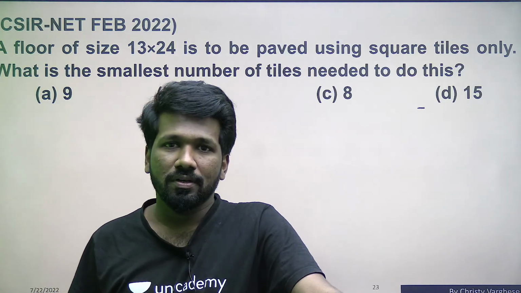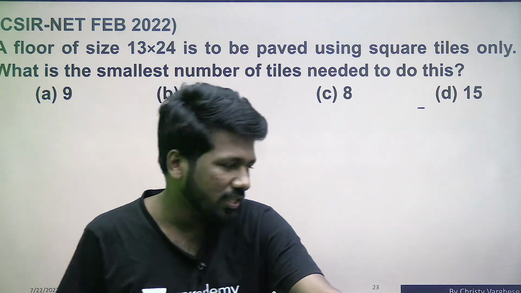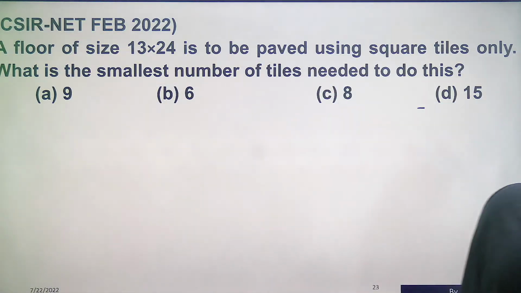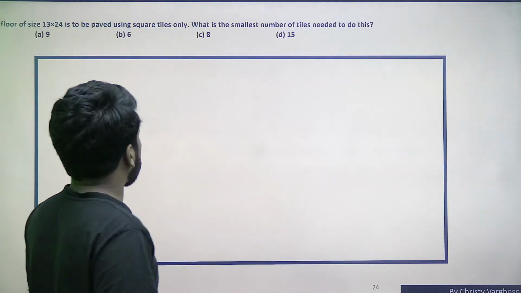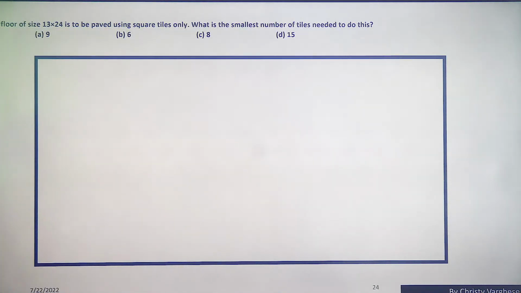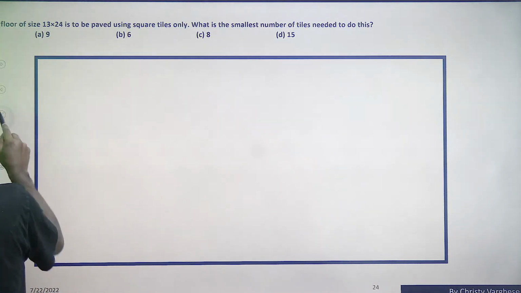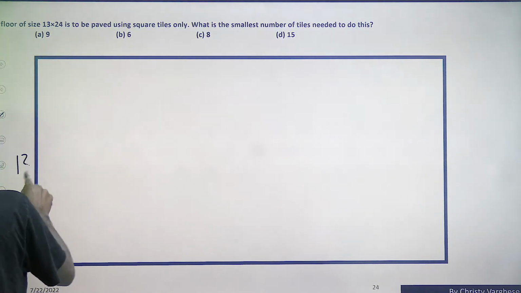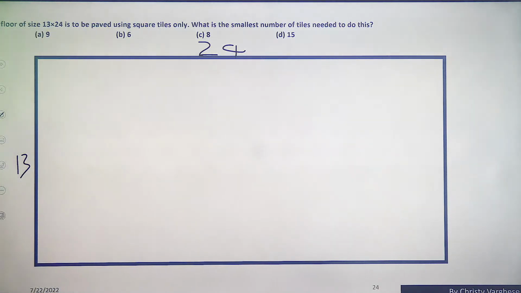Identical, but identical is not written, so it is not necessary that you should use identical tiles. You can use any size tile. That is important in this question. So if this is the floor area 13 by 24, that means this is 13 length and 24 breadth. Square tiles only can be used, but any size can be used.